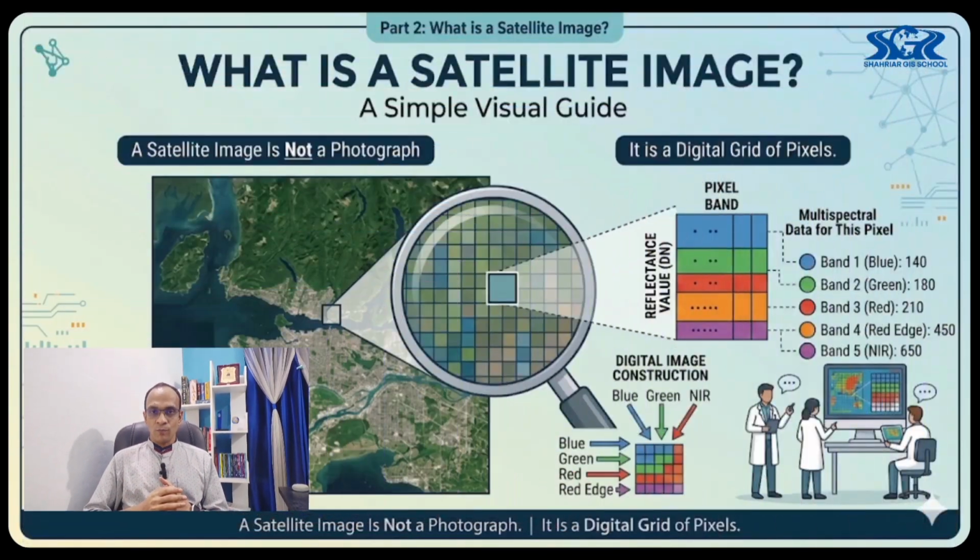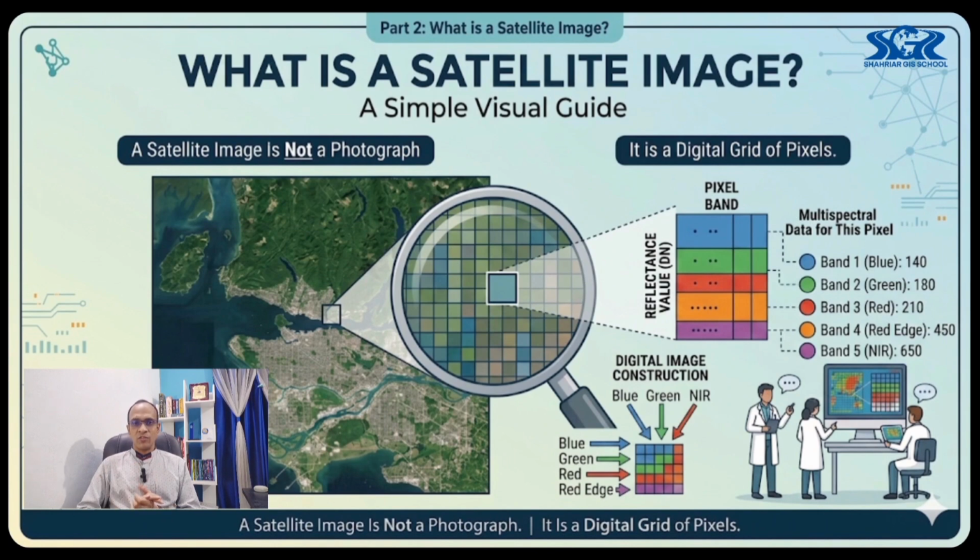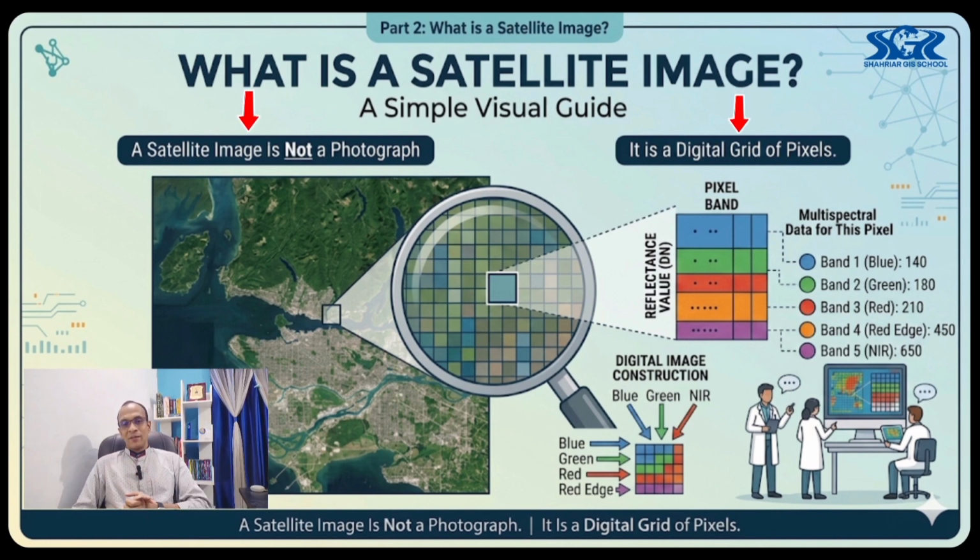Okay, everyone. Now that we understand the overall process of how satellites sense the Earth, let's move to part 2. What exactly is a satellite image? It is crucial to understand that a satellite image is not a simple snapshot like a photograph you take with your smartphone. Look at the key concept at the top of this image. A satellite image is actually a digital grid of pixels filled with numeric data.